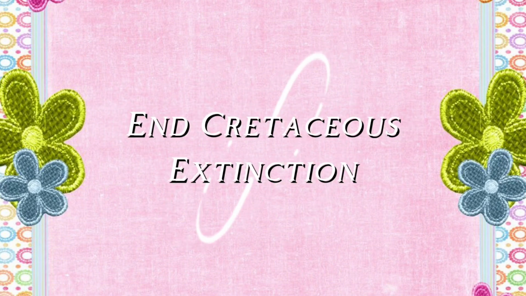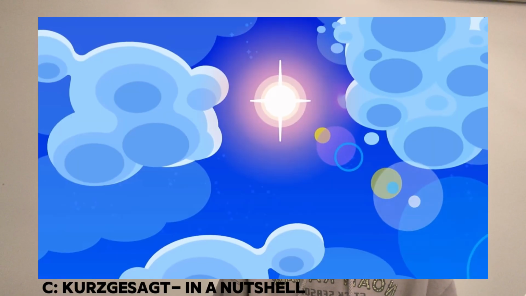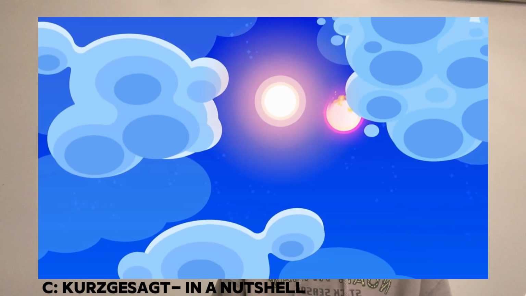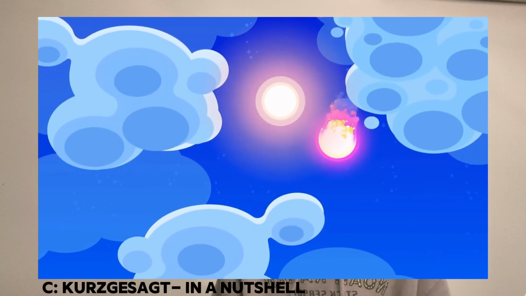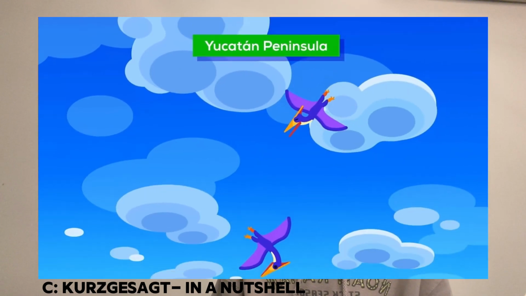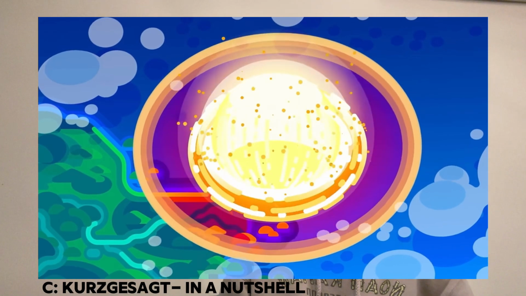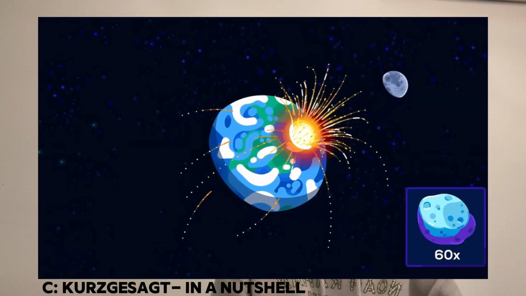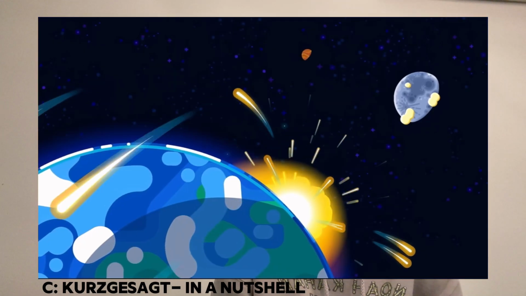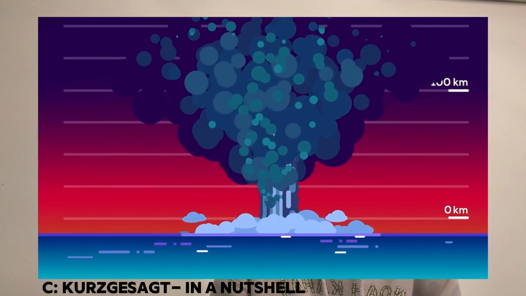Next, we enter into the famous end Cretaceous extinction event. The end Cretaceous extinction occurred 66 million years ago and is most famously linked to a massive asteroid impact near the Yucatan Peninsula, forming the Chicxulub crater. The impact caused rapid climate disruption through firestorms, darkness from atmospheric dust, and a dramatic temperature drop.